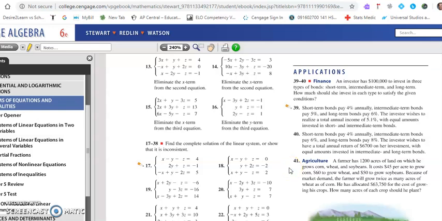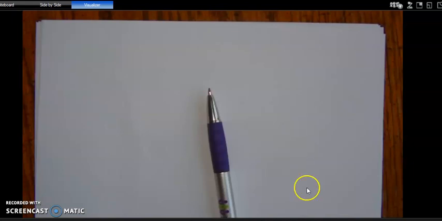It costs $45 per acre to grow corn, $60 to grow wheat, and $50 to grow soybeans because of the market demand. The farmer will grow twice as many acres of wheat as corn. He has allocated $63,750 for the cost of growing his crops. How many acres of each crop should be planted? To solve this problem, we are going to set up a system of equations.